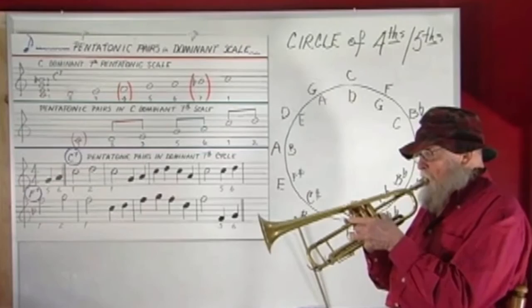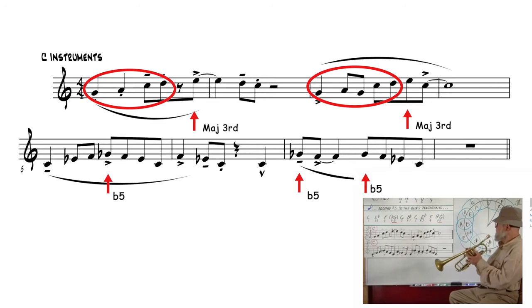The six-pack lessons are based on the five steps introduced in part one and two of this overview. In lesson one, the major third is added to the pentatonic pairs and combined with the minor blues patterns and the flat five. Here's how they sound.